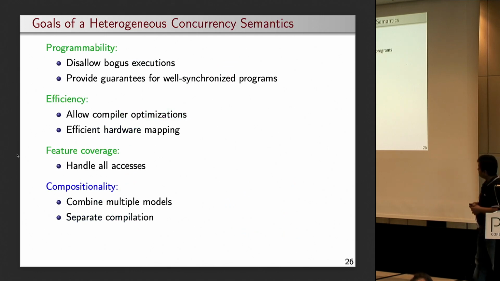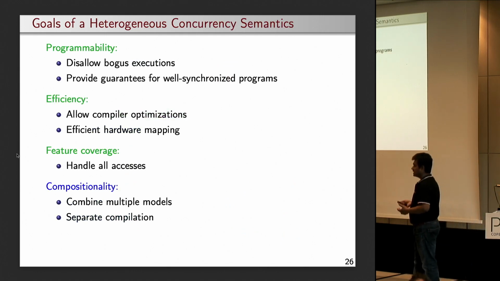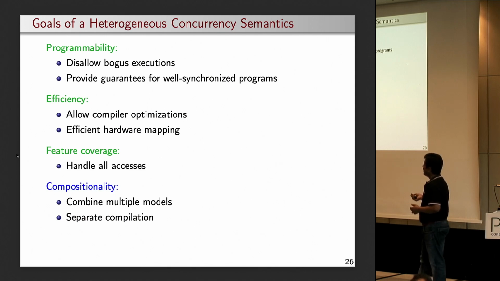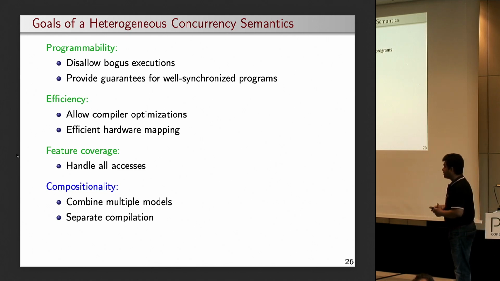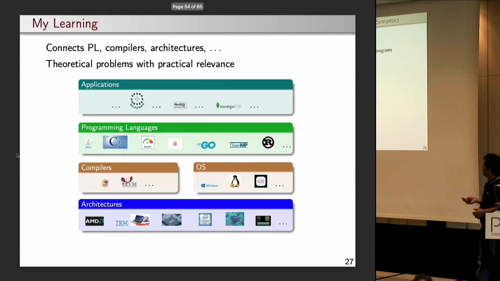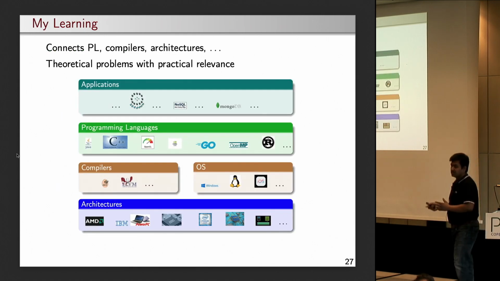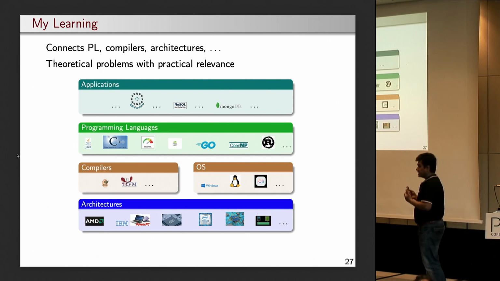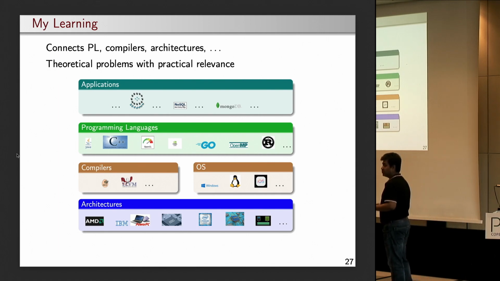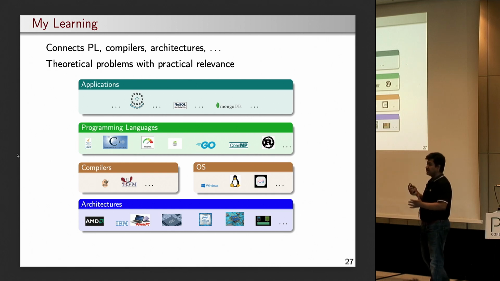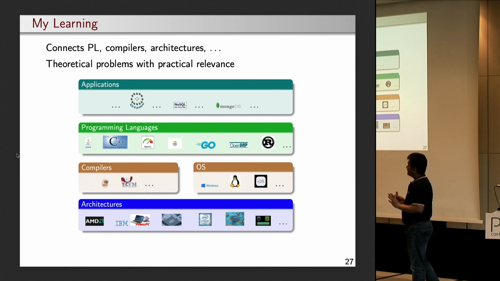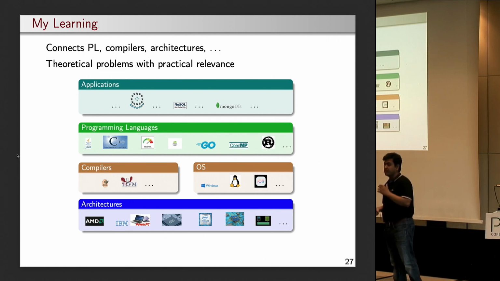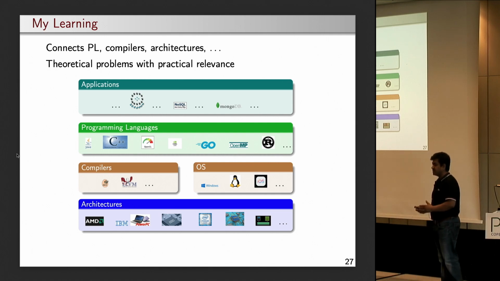And basically, this raises several new research questions: how we can combine different memory models into one, what compositionality properties we can have, and what kind of separate compilation we can guarantee there. So to conclude, in this area, what I find most interesting and challenging is that it connects various concepts from PL, compilers, and architectures, and it has a very nice combination of theoretical problems with very practical applications.